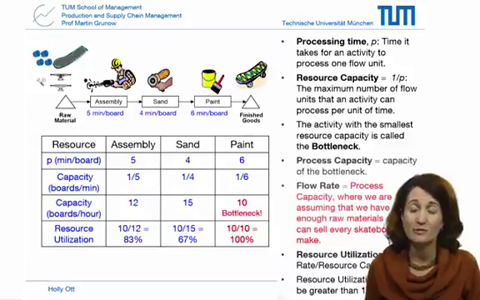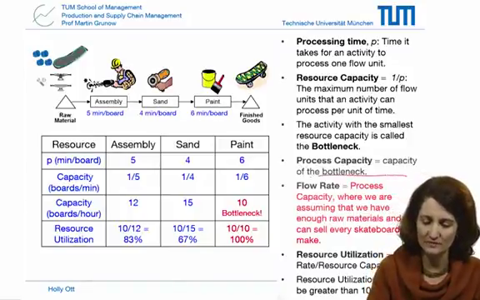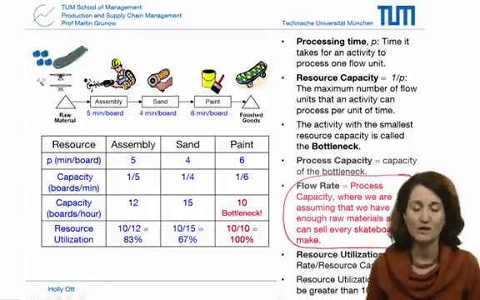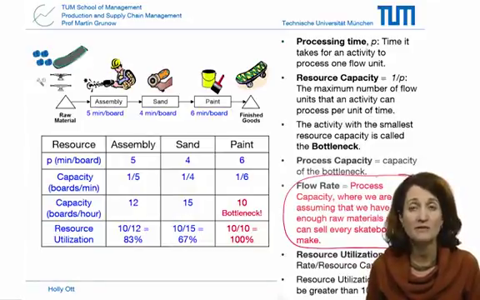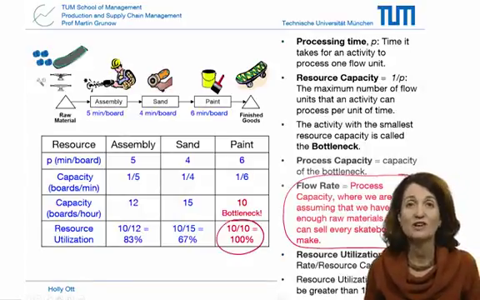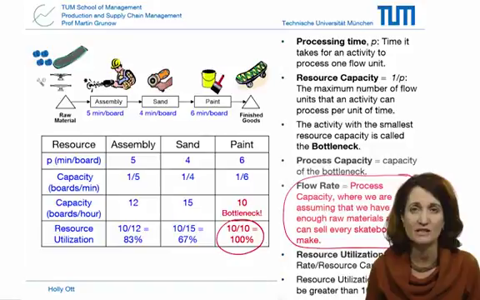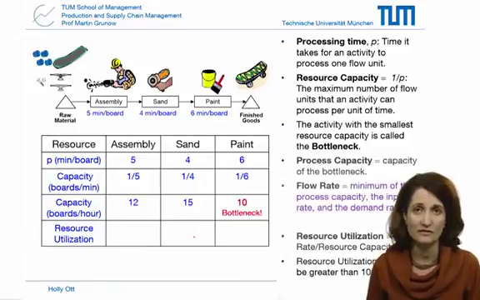But now we need to adjust what we learned about flow rate in order to include the effect of variability in queuing. Because remember before we said that the flow rate was equal to the process capacity, where we assumed we have enough raw materials as input and we had plenty of demand so that our bottleneck was working 100%. But as we saw, that means as soon as there's variation in the system, the queue in front of the bottleneck working 100% will just go to infinity. So let's adjust our definition for flow rate.